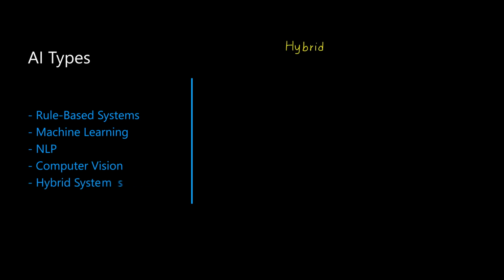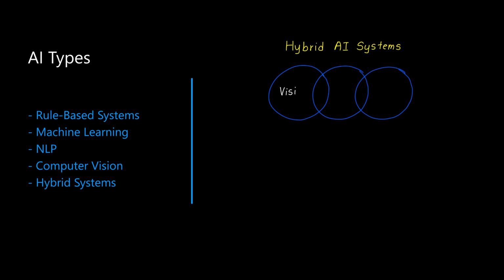Hybrid AI systems combine multiple techniques. A self-driving car doesn't just use computer vision. It combines vision, machine learning for decision-making, and rule-based systems for traffic law compliance. Real-world applications rarely use just one approach. They mix whatever works best for the specific problem.